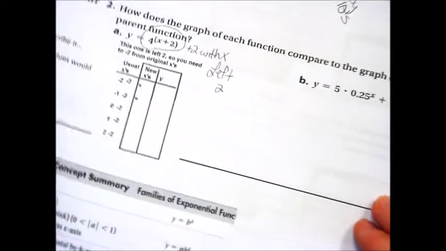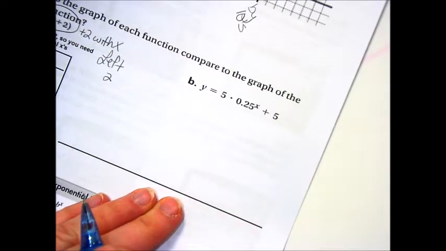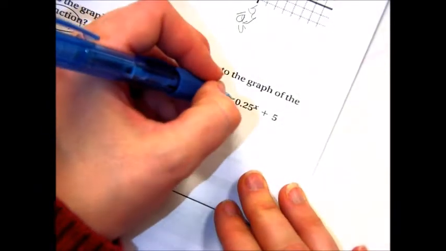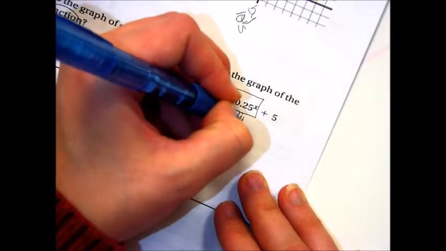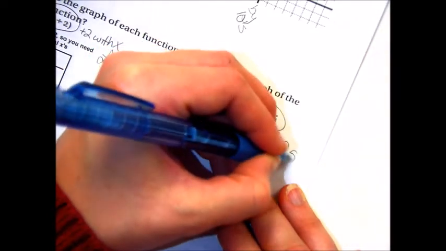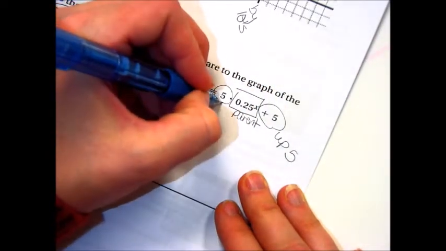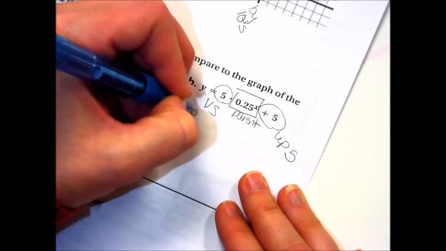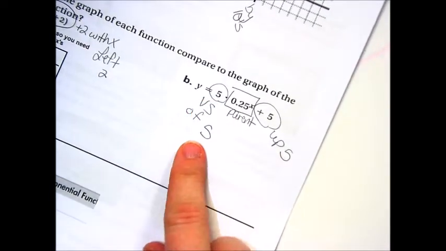Part B has a lot of stuff going on. So if it is asking us about how it's translated, this would be the parent function, just that part right there. And then that 5 in the back would move it up 5, so it would approach y = 5. And then this 5 in the front would be a vertical stretch of 5. So it says, how does the graph compare? If that's the parent function, it would be a vertical stretch of 5, and it would be up 5.